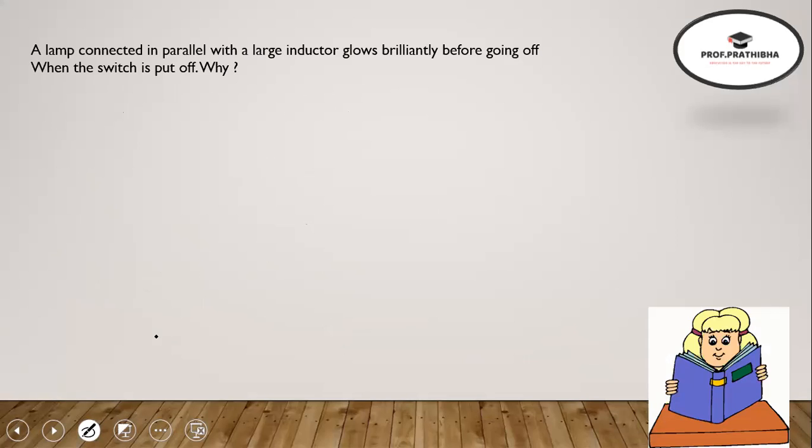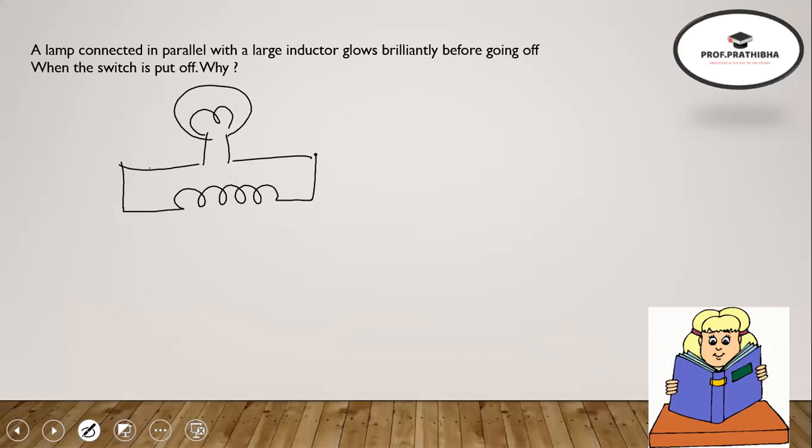Suppose I take a lamp which is connected parallel to a large inductor. Okay, so I have connected a lamp in parallel with a very large inductor and it glows very brightly before going off. So let's say there is a switch here, there is a battery here, there is a switch here.